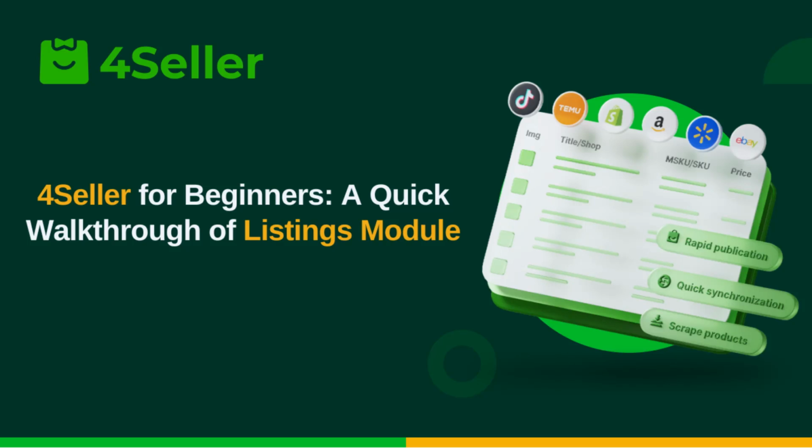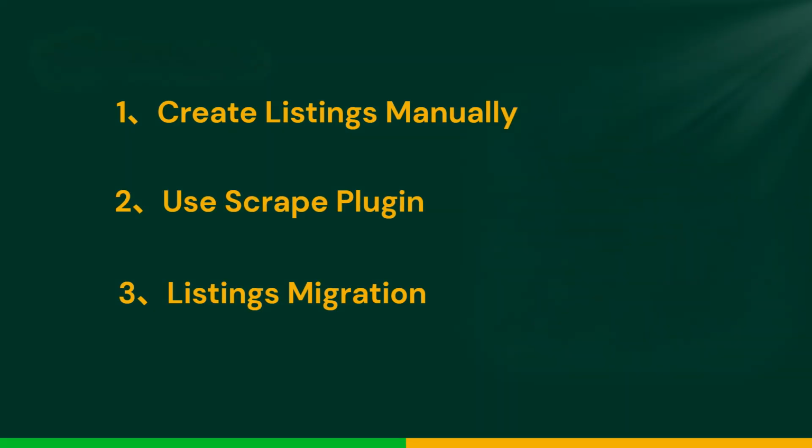This video will quickly guide you on how to list your products in various ways. 4Sellers now have three main methods for listing their products. 1. Manually creating the product. 2. Using the scrape plugin to copy the product information and then listing it. 3. Using the migration function to list the products from Store A to Store B.